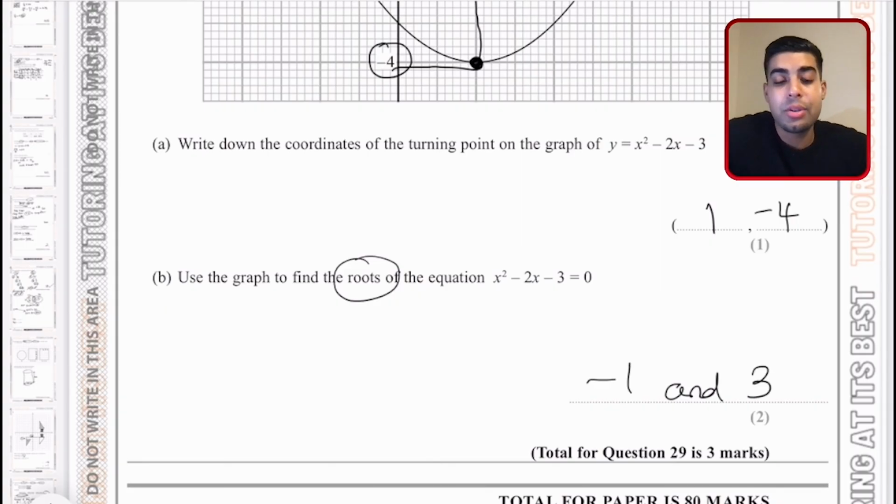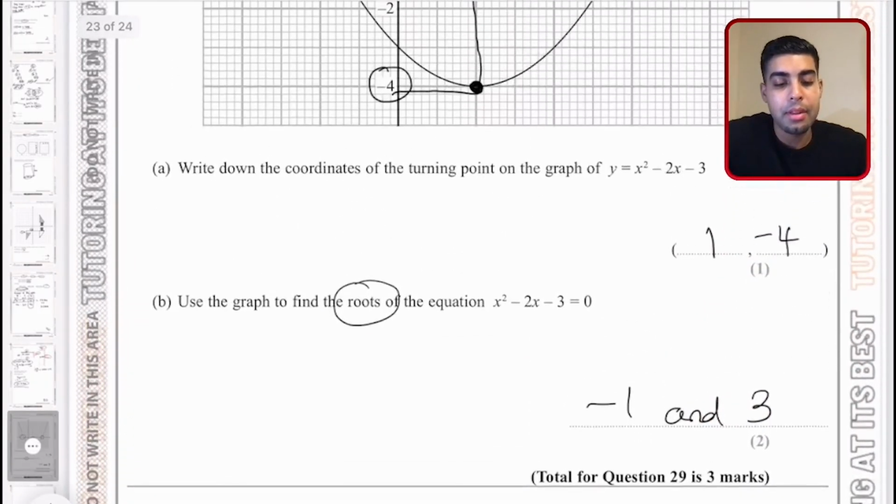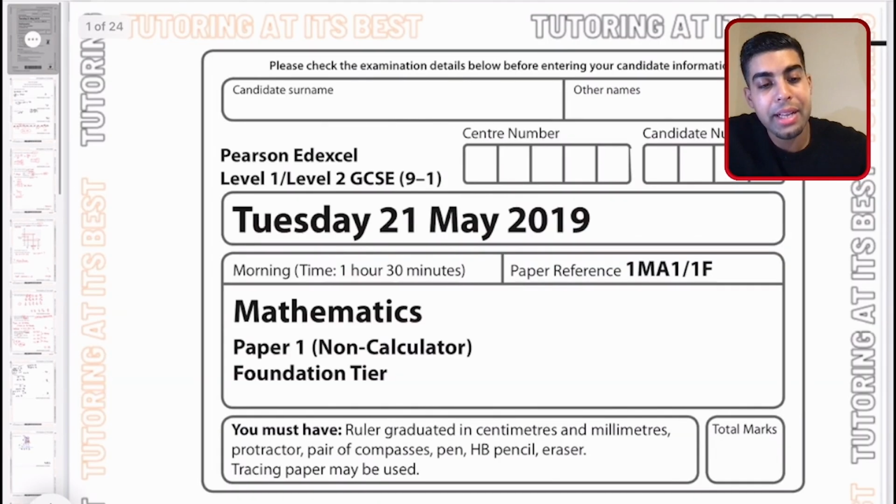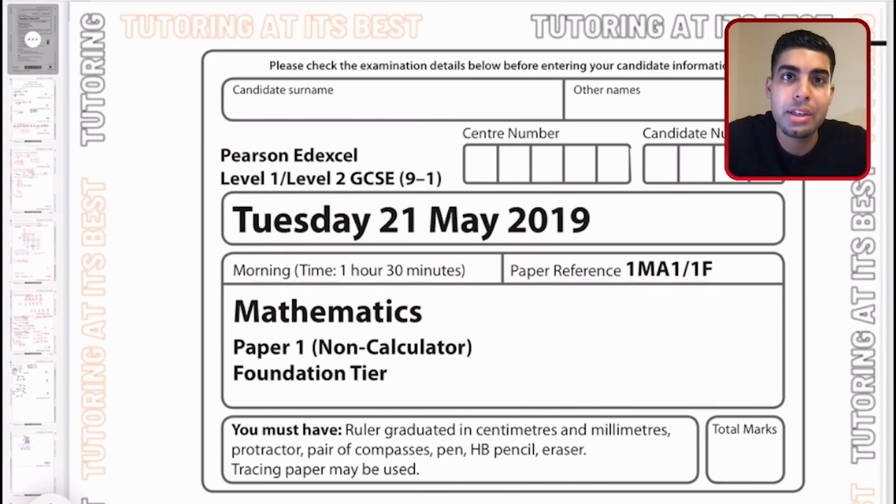And now that brings me to the end of the past paper. Once again, this was your Foundation GCSE Maths Paper 1, which is a non-calculator paper. We've gone through a range of different questions and a range of different topics. And I hope you now have a better understanding of all of the questions that are required in order for you to pass the exam.